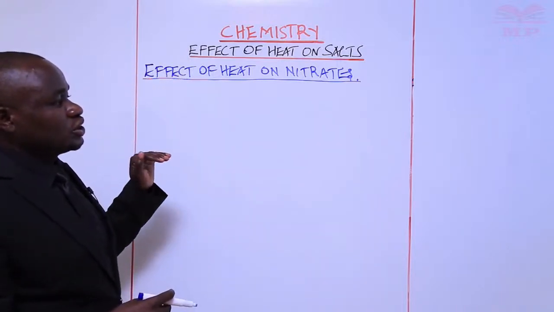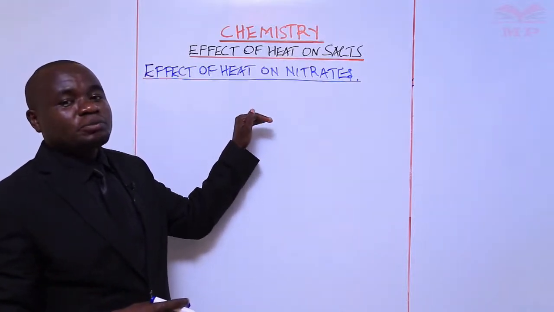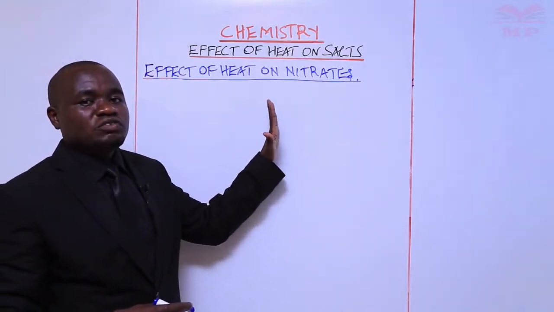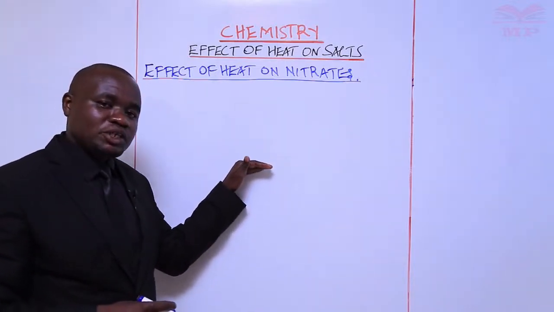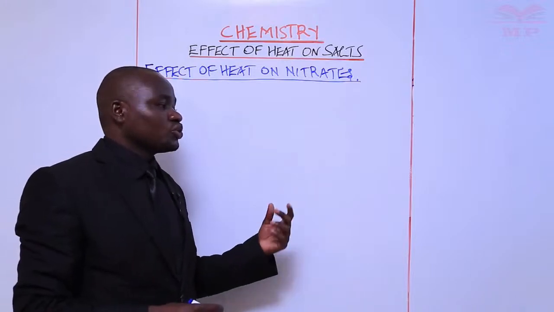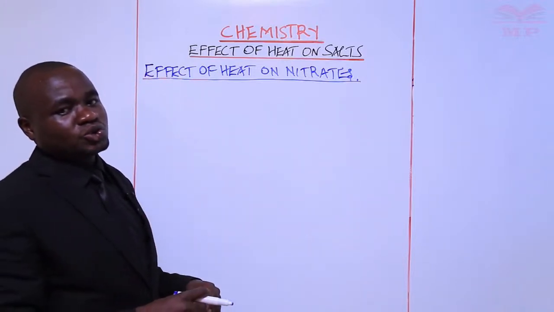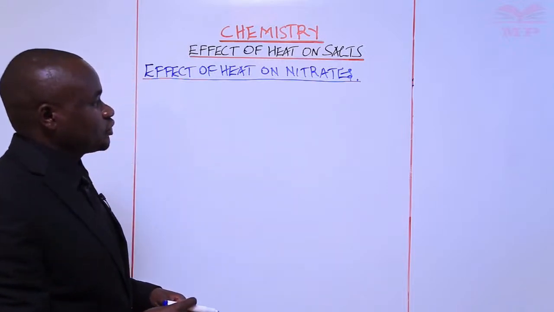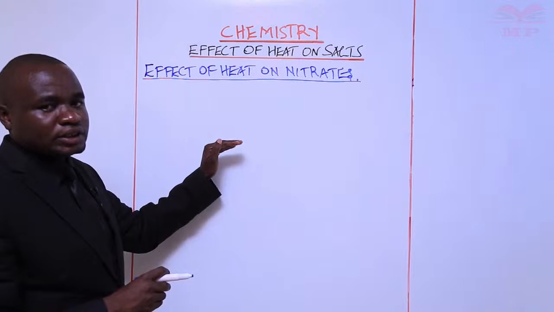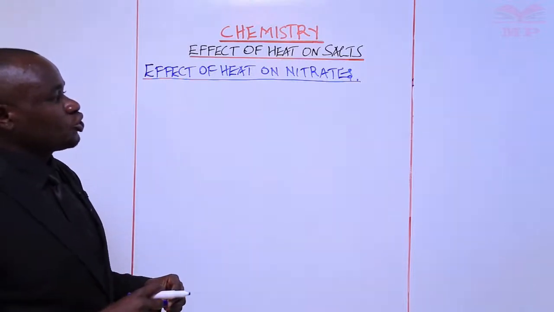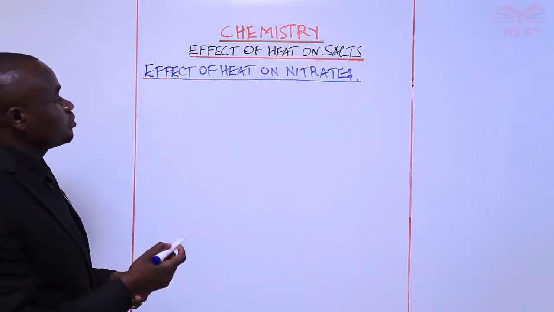Nitrates of the more reactive elements like sodium and potassium will produce different products. Those nitrates of elements in the middle of the reactivity series will also give different products. And lastly, nitrates of the least reactive metals. So we are going to look at those three categories. Remember, the products depend on the position of the element in the reactivity series. So we start with sodium and potassium.